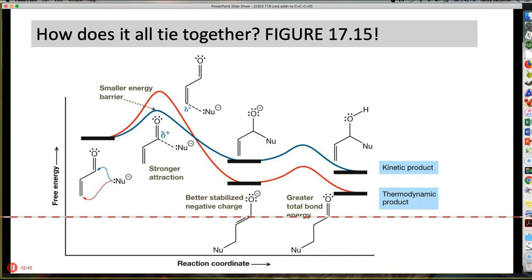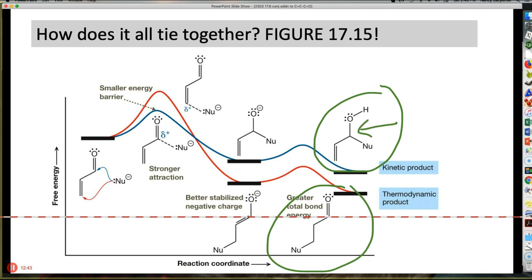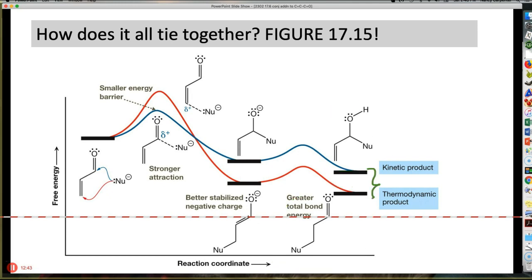Now we said that the kinetic product from 1,2 addition, right here, is less stable. Why? Because we lost the nice, strong CO double bond. So this illustrates the differences between the kinetic and the thermodynamic product. It's all because of the stability of the CO double bond.